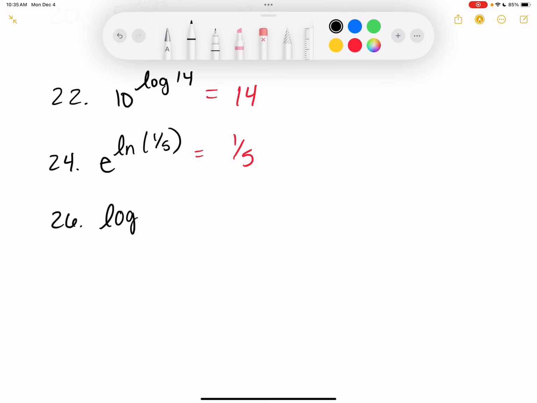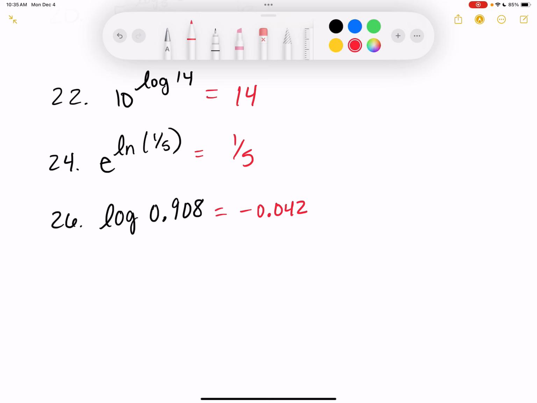Number 26, log of 0.908. So you literally just hit the log button that's on the left side of your calculator, then that number, and it's going to give you out an answer. Negative 0.042. It died right as I said that. The screen just went black.